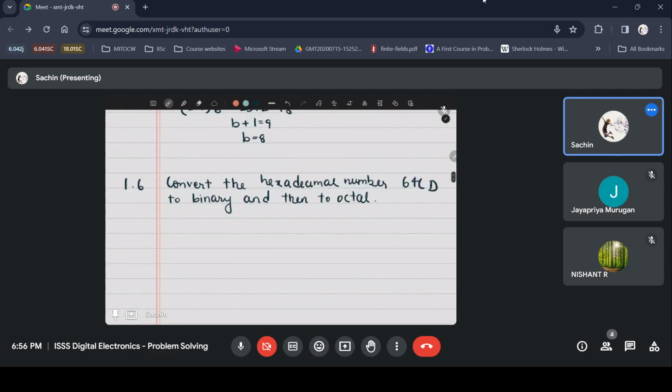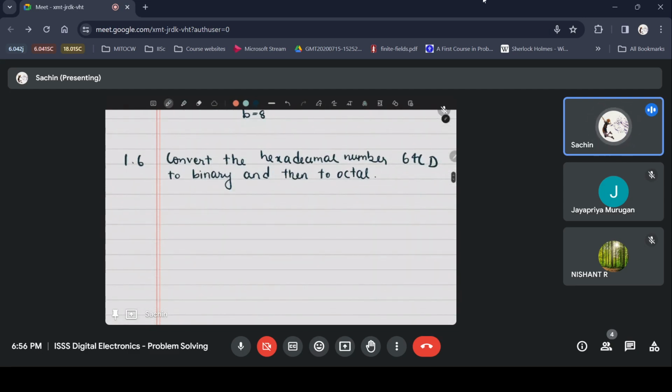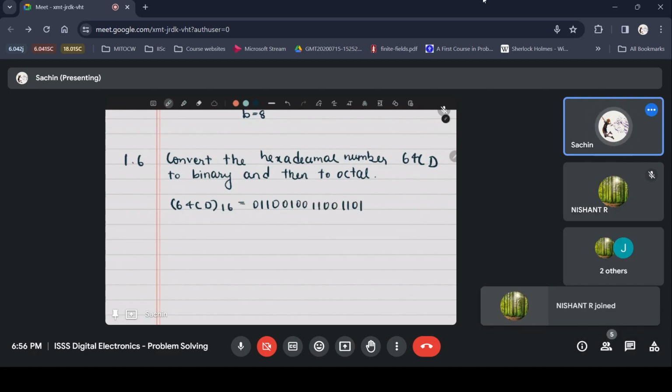Alright. Convert the hexadecimal number 64CD to binary and then to octal. Let's do that. 64CD base 16. To convert it to binary, you write each of these digits using 4-bit binary representation. 0110, 0100, 1100, 1101. That's in binary. Now you convert that into octal.